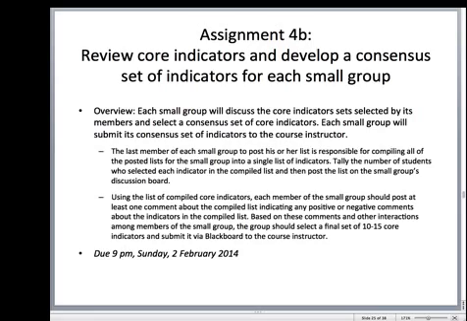Then, using this list of compiled indicators, each member of the small group should post at least one comment about the compiled list, indicating positive or negative comments about the indicators. Then the entire group, based on these comments and any other interactions among members of the group, should select a final set of 10 to 15 core indicators and submit that via Blackboard to the course instructor by 9 p.m. on Sunday, February the 2nd.